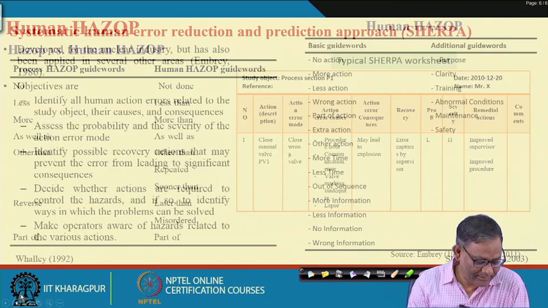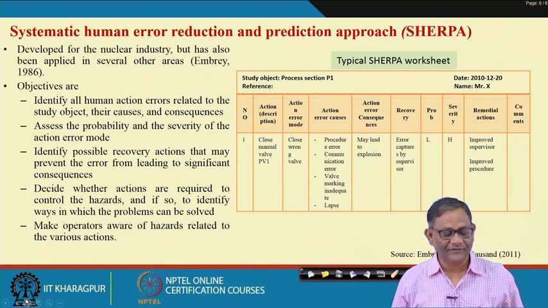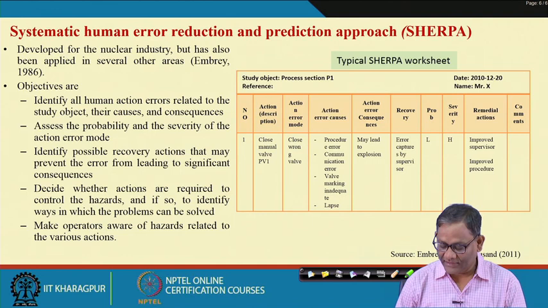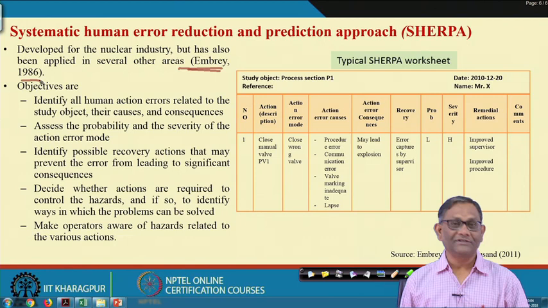Now we will discuss something a little higher, or more popular, in human reliability analysis: the systematic human error reduction and prediction approach, known as SHERPA. This was developed by Embrey in 1986. We will see one case study using this also, so we will spend some time here.